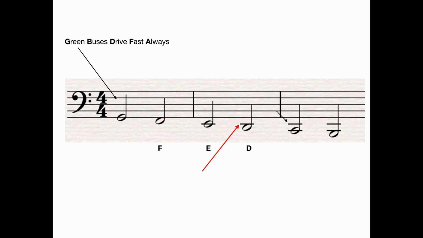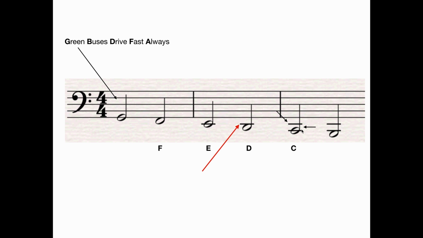In the next example, we have the ledger line on which E is written. The space below this ledger line we know must be a D, as we are descending in pitch. Following a space, a note must be written on another ledger line just below D, which would make it a C.